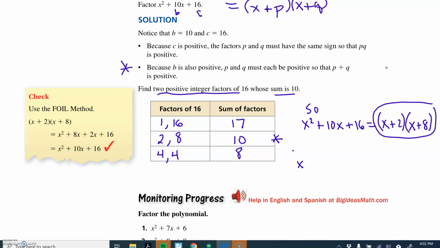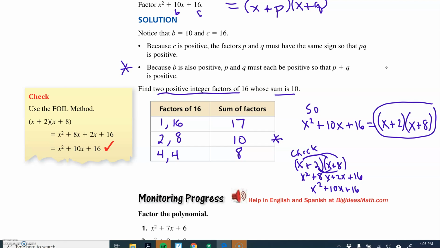And you can check this answer. How would we check it? We would check it by multiplying it back out and making sure we get x squared plus 10x plus 16. Let's see if we do. X times x is x squared. X times 8 is 8x. 2 times x. 2 times 8. x squared plus 10x plus 16.